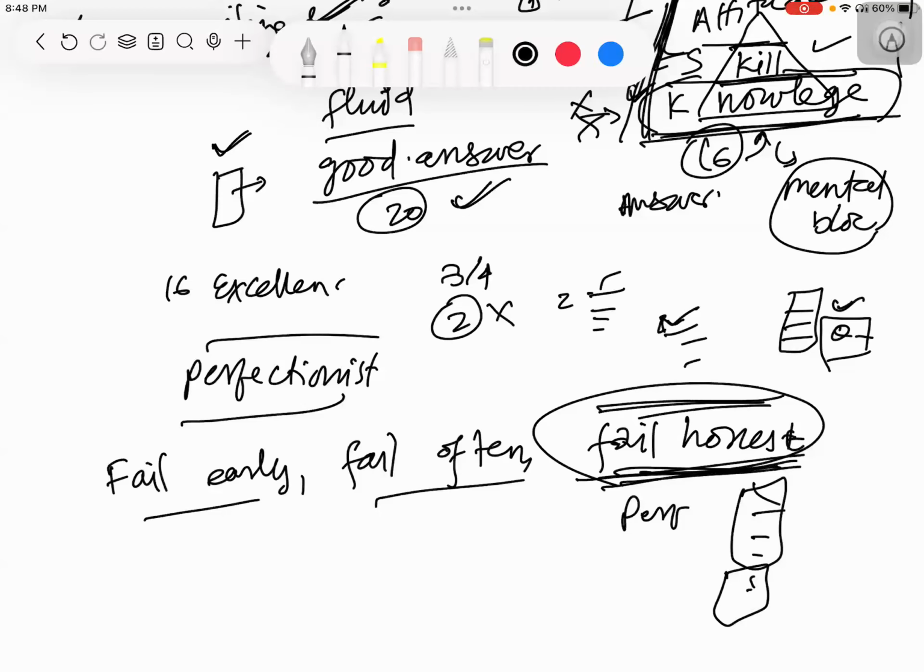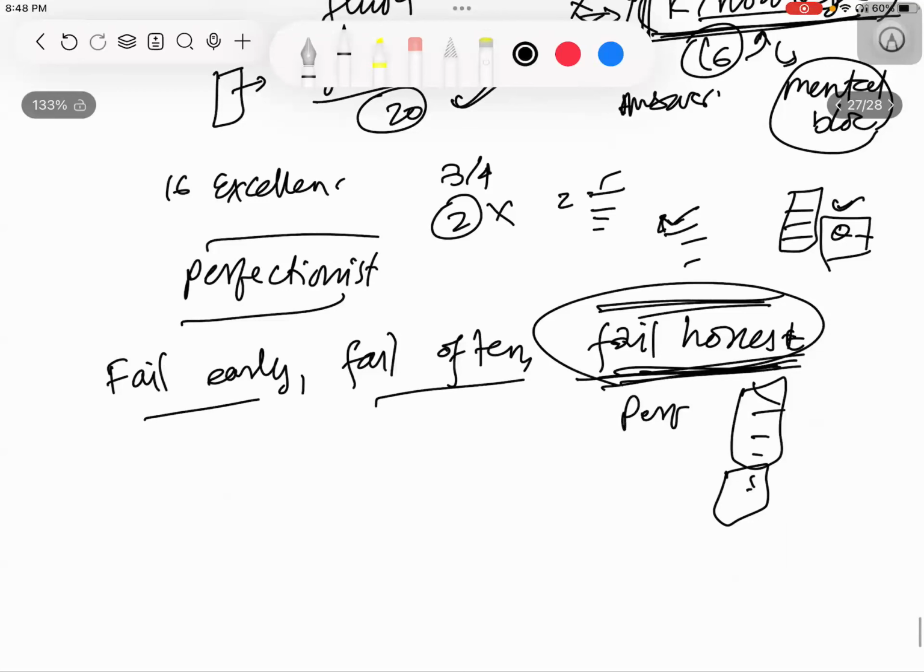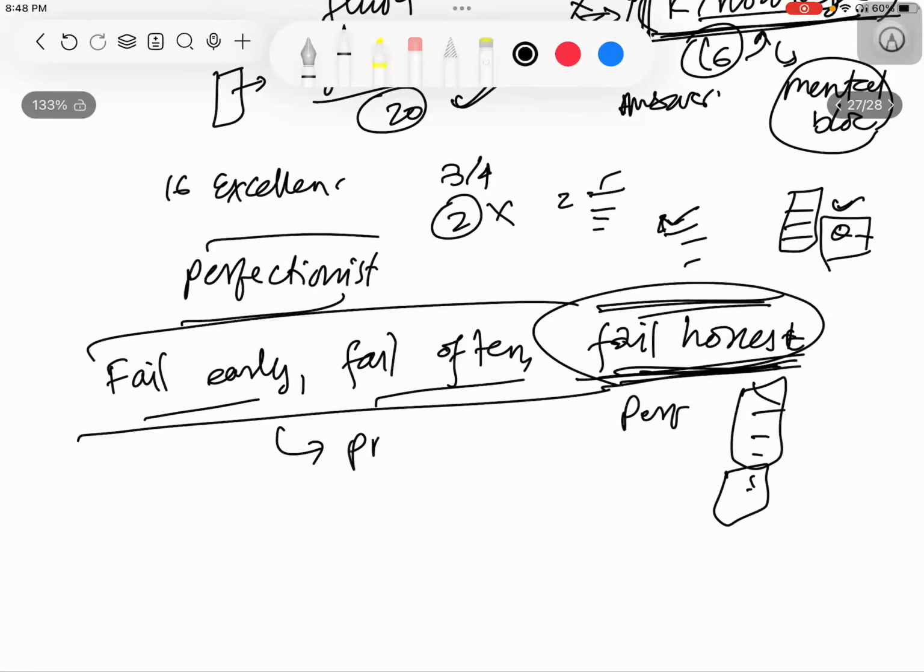It is better that right now you fail rather than that you fail in the exam. So all of these failures should come in the practice. In the final exam you should succeed. Right?